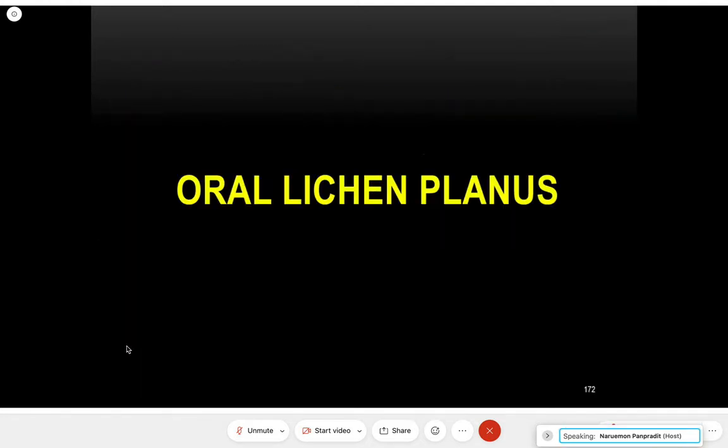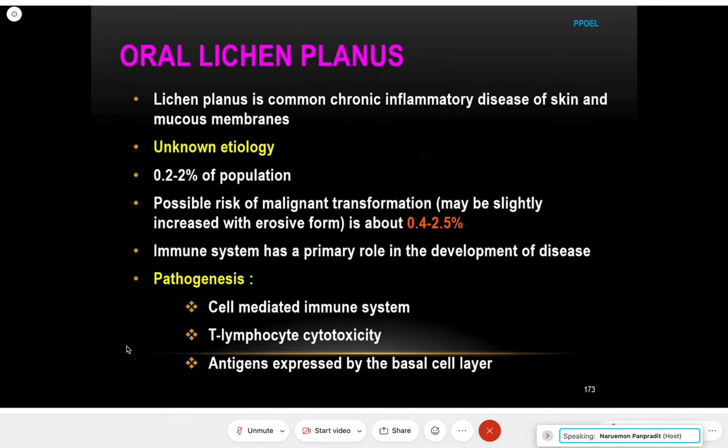Okay, this is not a very common lesion in general, but it is a very common lesion in Thailand: oral lichen planus. I think you've heard about it in many lectures, but I have to emphasize it here. Lichen planus is a lesion that can appear on the skin and in the mouth together. If it appears in the mouth, we call it oral lichen planus. If it appears only on the skin, we call it lichen planus.